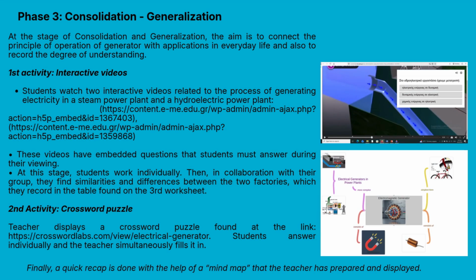At the stage of consolidation and generalization, the aim is to connect principles with applications in everyday life and also to record the degree of understanding. For this purpose, students watch two interactive videos related to the process of generating electricity in a steam power plant and a hydroelectric power plant. Also, students complete a crossword puzzle created for this purpose.